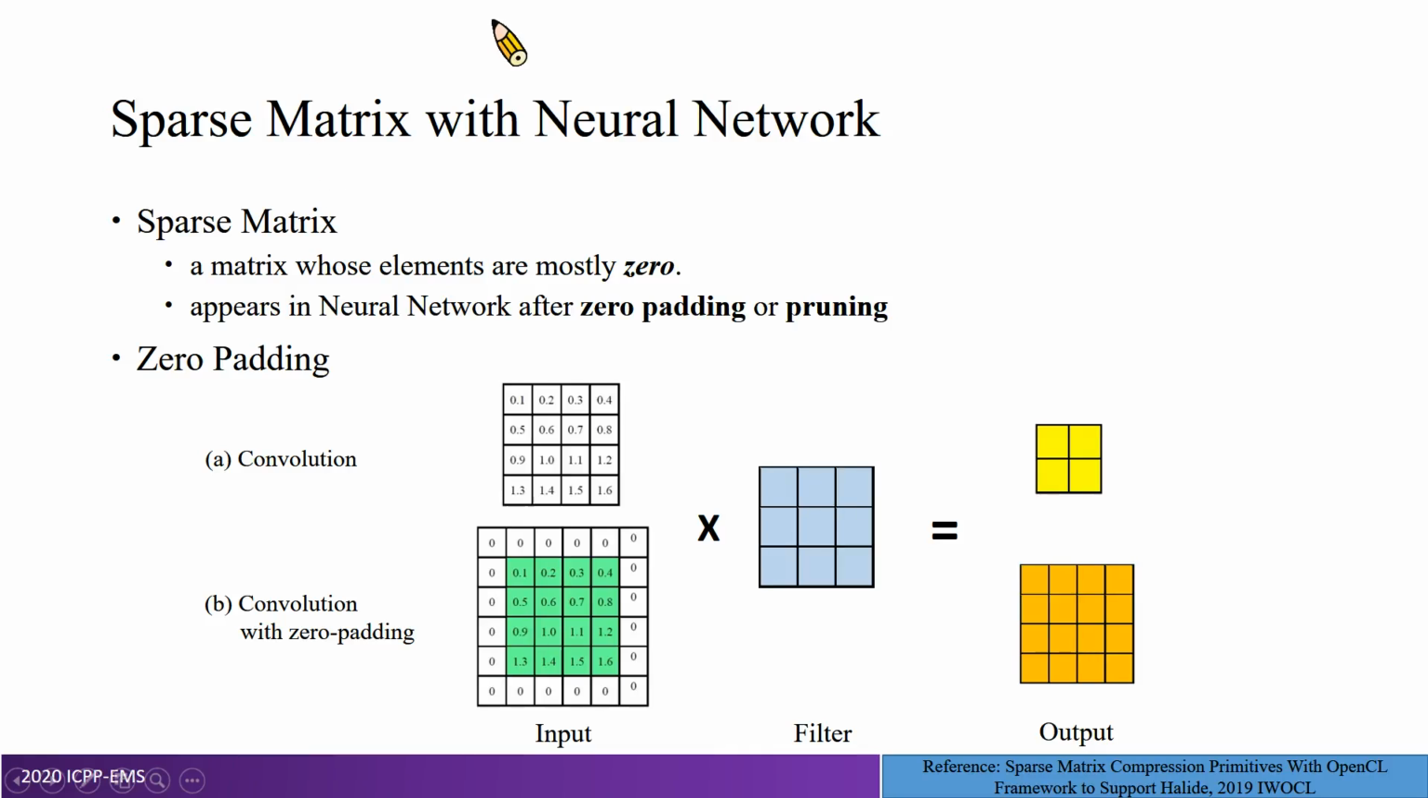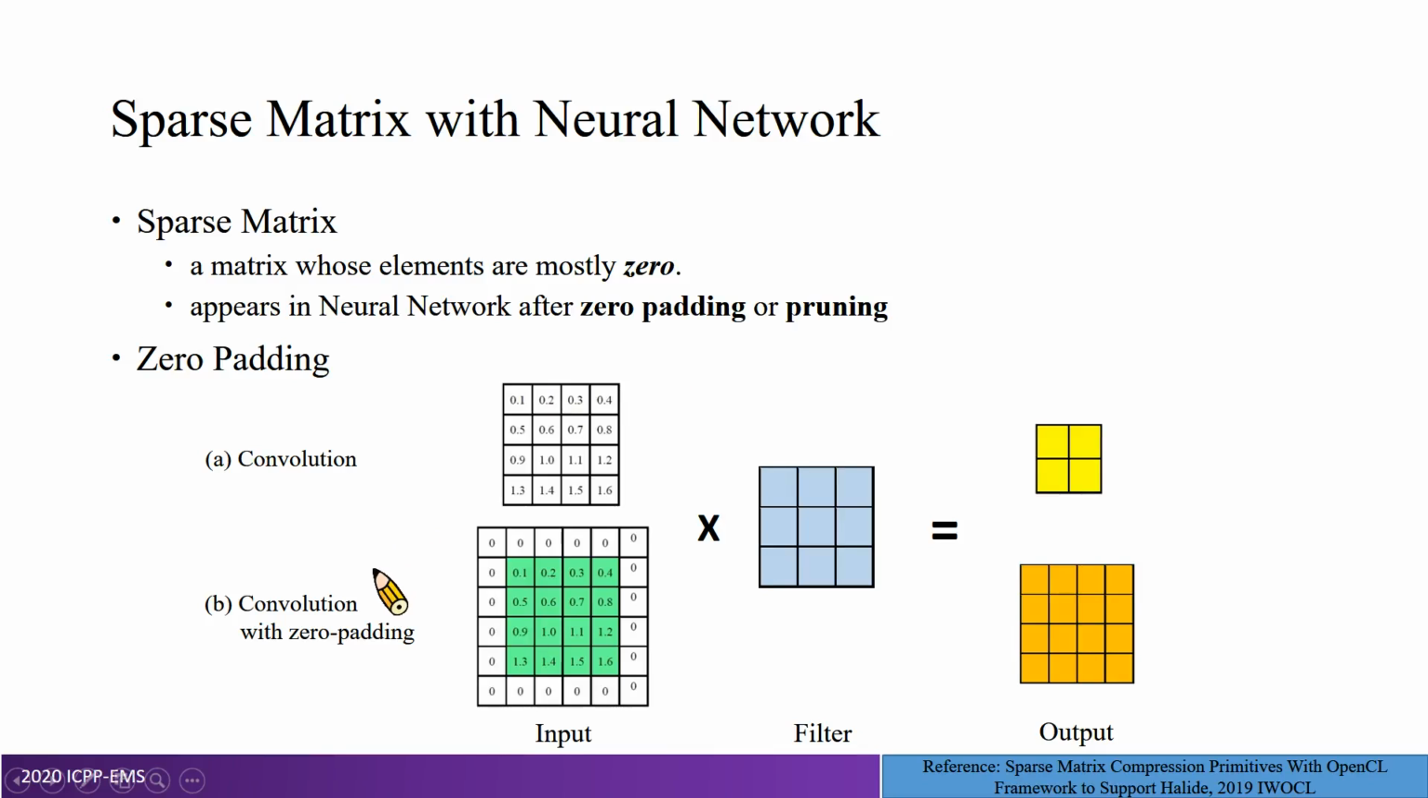Sparse matrix is a matrix which contains few non-zero elements, and it usually appears in neural networks after zero padding or pruning. For example, convolution is a layer to extract features from input images. It's a mathematical operation that takes image matrix and a filter or kernel as inputs. As we can see in example A, the output is actually not the same size as the original input, and we may lose valuable information around the edge of the inputs after convolution.